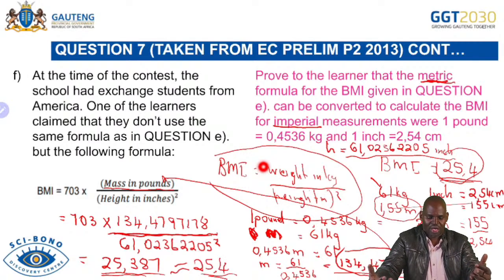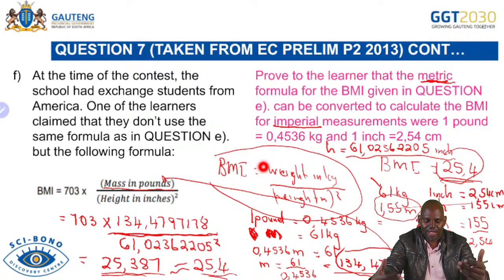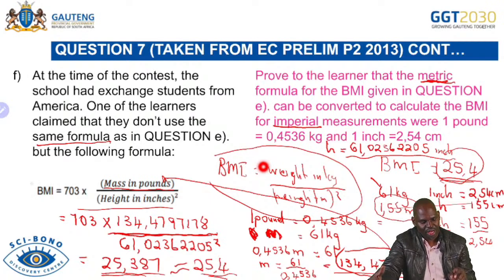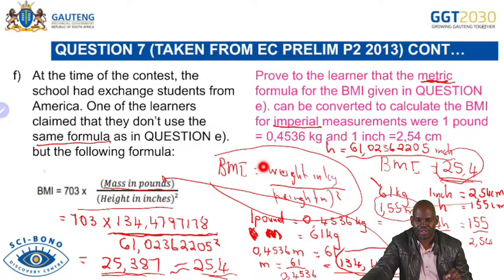Now boys and girls, this was a very tricky one, and it's very long, but you just had to think about what you were supposed to do in this case. We just had to look at the argument. What is their argument in this case? The argument is they don't use the same formula. So for this learner, the learner was actually thinking that if she had to use their own formula, then the BMI would be different. But in this case, we can see that the BMI is actually the same.